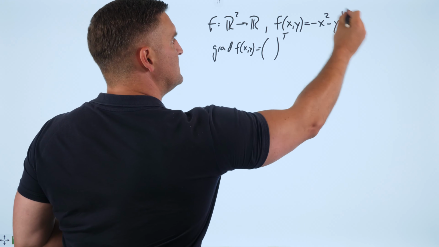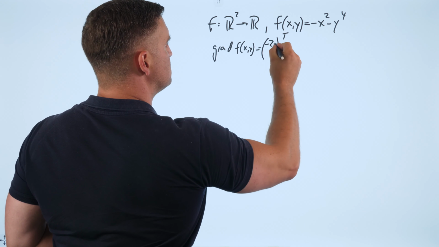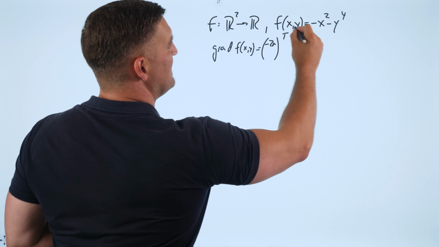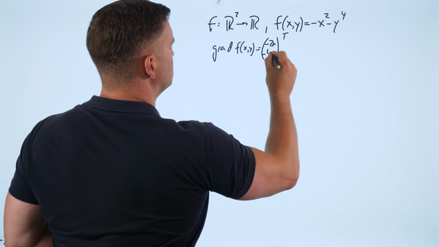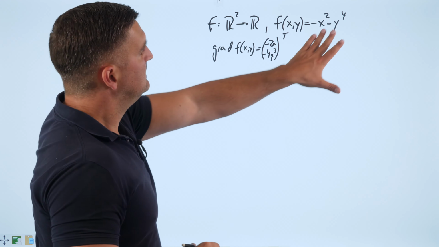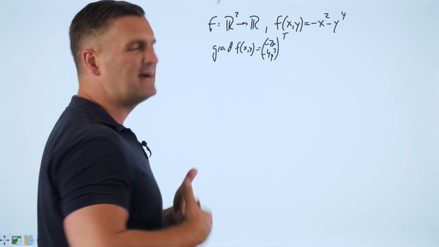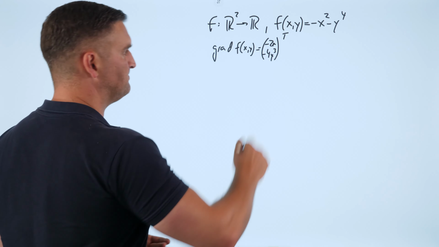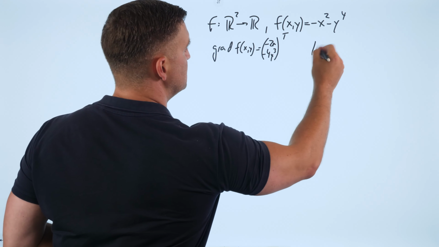Partial differentiation, in this case with respect to x, the partial derivative with respect to x would be minus 2x. With respect to y would be minus 4y to the power of 3. It doesn't matter what is written here, you just need to be able to do partial differentiation. First, we specify the Hessian matrix.